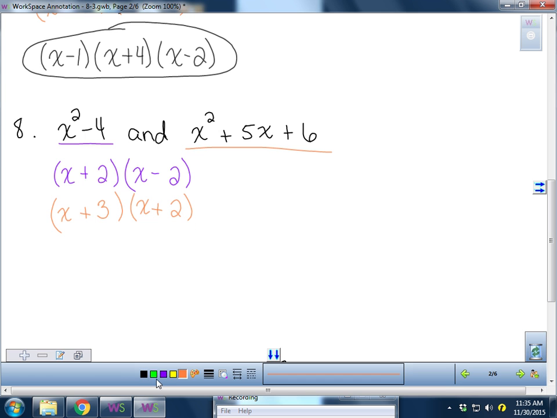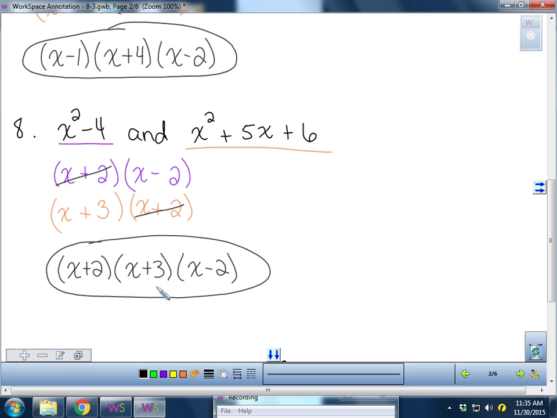So I'm going to look at these two and see if they have any common factors. Well, I see that they both have an x plus 2, so that's something that they have in common. So I'm going to mark those out so I'm not done with those. And then I see that they have two other factors that they do not have in common. So I'll write down the x plus 3 directly behind that, and the x minus 2. It doesn't matter which order you put them in.